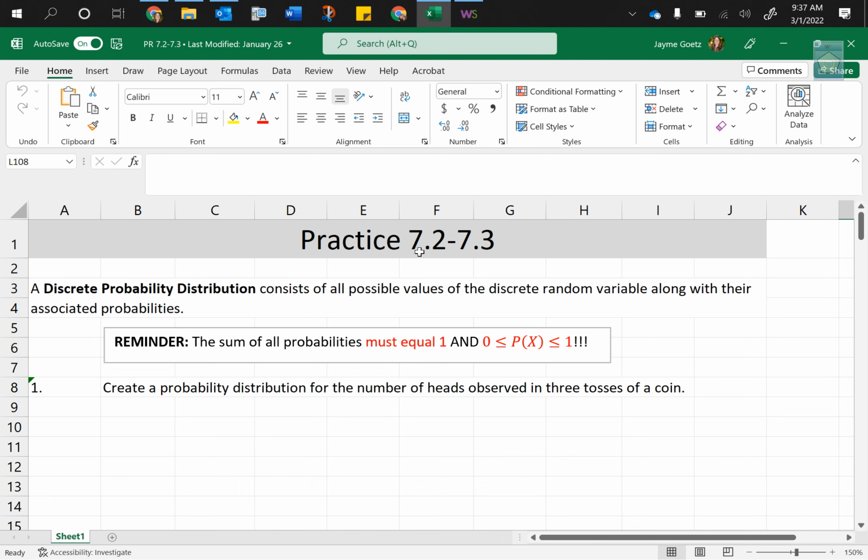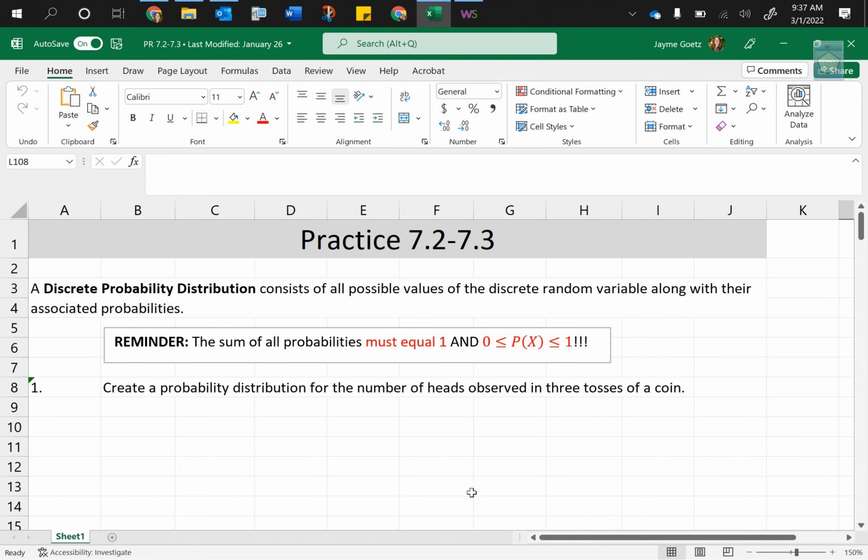Now, just a reminder, the sum of all probabilities must equal 1. Okay? The sum of all probabilities must equal 1. And the probability of any given value has to be between 0 and 1 inclusively. Do you guys remember our number line? 0 was impossible, 1 was certain, 0.5 was 50-50, and so on and so forth.